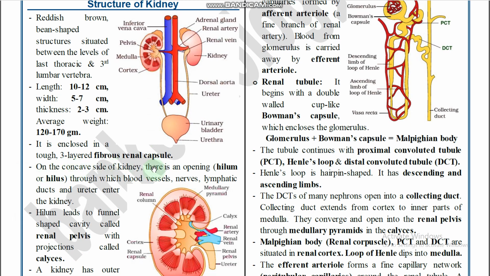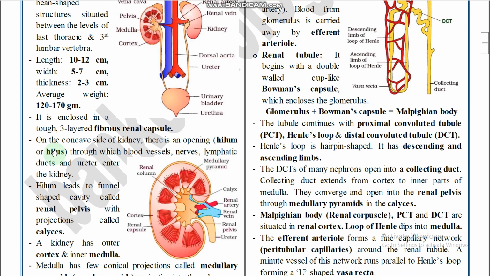On the concave side of the kidney there is an opening, the hilum or hilus, through which blood vessels, nerves, lymphatic ducts and the ureter enter the kidney. So this is called the hilum. In this region, all the blood vessels enter, and nerves, lymphatic ducts and the ureter also enter.